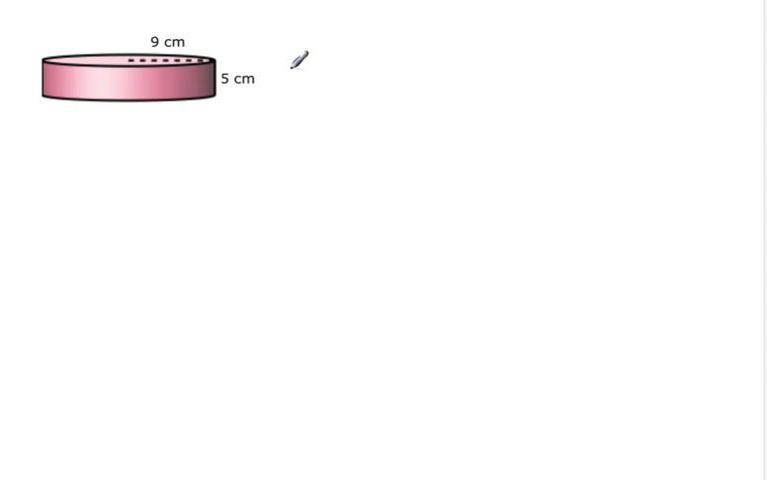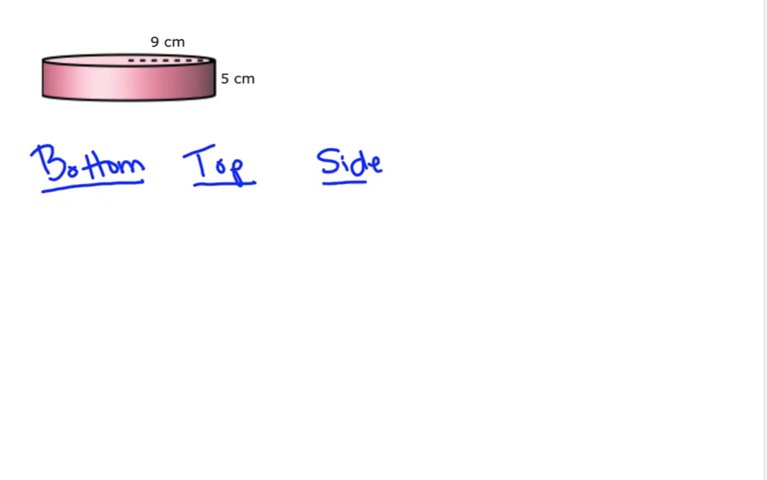So we're just going to do bottom, top, and I like to call it the side. So it's the side that goes all the way around. All right, so the bottom is a circle. The top is also a circle. And the side, like a soup can label, if you take the soup can label off, it is a rectangle.